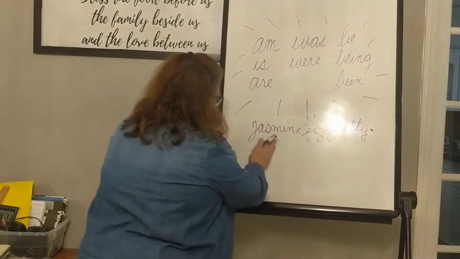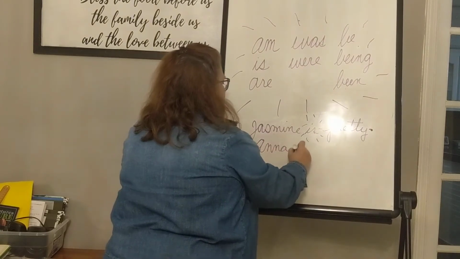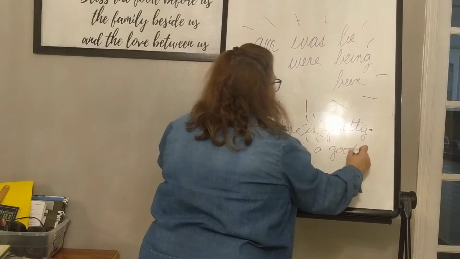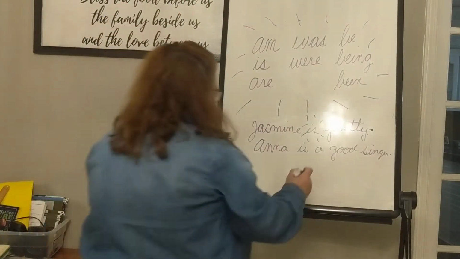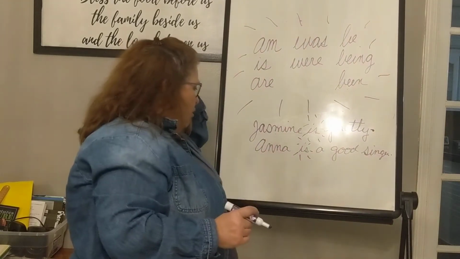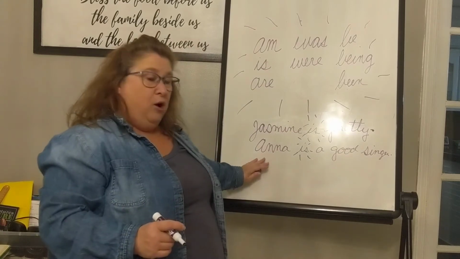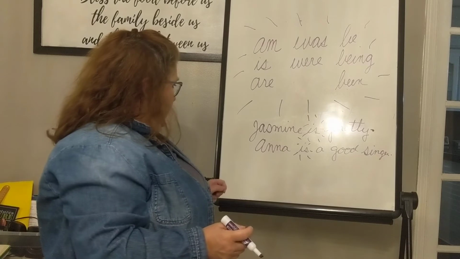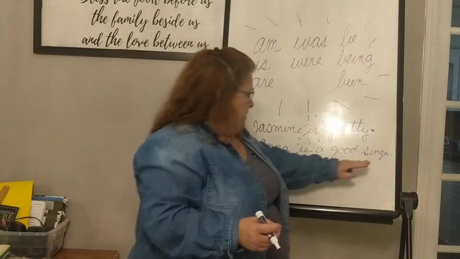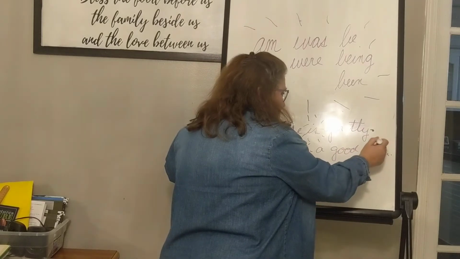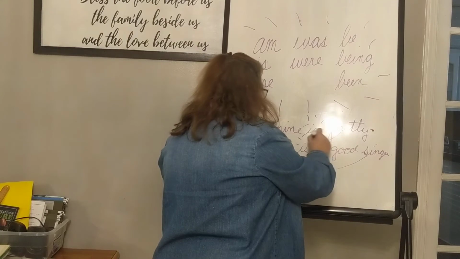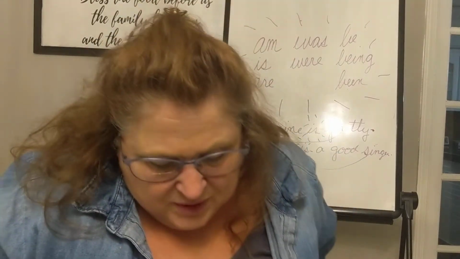Okay? Let's look at another one. Anna is a good singer. Okay, so our verb should just be blinking at us. What is that verb blinking at us? The verb is blinking. So we're going to stop and check. Is there a word in the predicate part of the sentence that describes our subject, or even renames our subject? A good singer. Are Anna and singer the same person? Yes, so this is a word we would be looking for that goes back and describes or renames our subject.